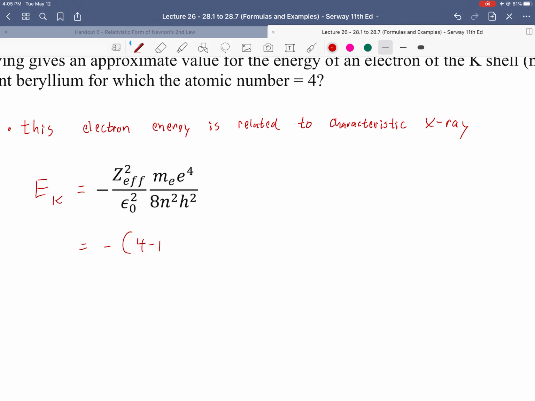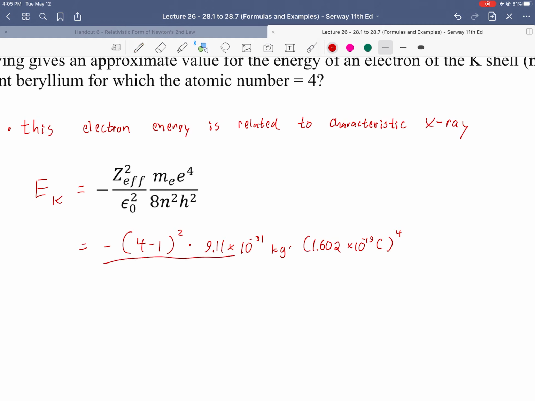So Z effective in this case is going to be 4 minus 1, because beryllium has an atomic number of 4 because it has 4 protons. It is the 4th lightest element because we got hydrogen, helium, lithium, beryllium. It's going to be squared. And then we'll have our mass of the electron, 10 to the negative 31 kilograms. All right, then our fundamental charge, 2 times 10 to the negative 19 coulombs.